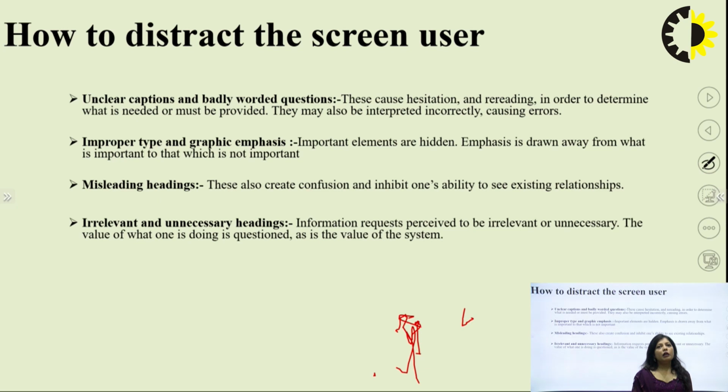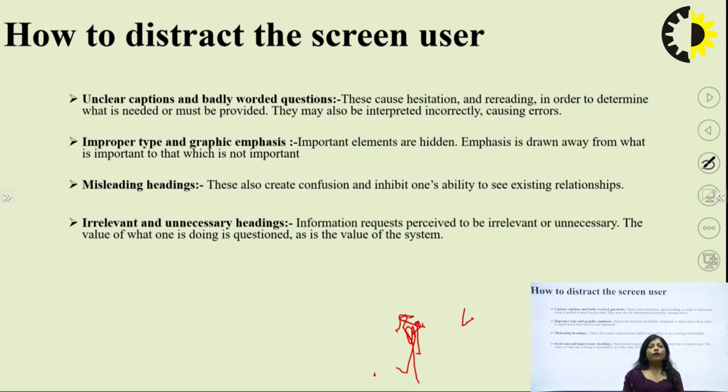So by repeating the text, by rereading the text, by reusing the screen, the user can be distracted or irritated. Next is improper type and graphic emphasis. If you are using graphics, the graphic is not focused on the objective of the user. Next is improper type. The type of the screen is not a proper one. The type is improper, so important elements are hidden. Emphasis is drawn away from what is important to that which is not important.